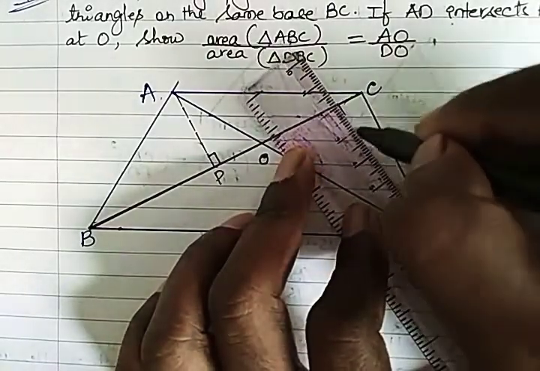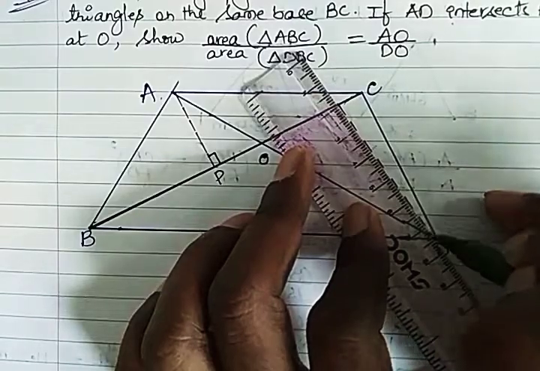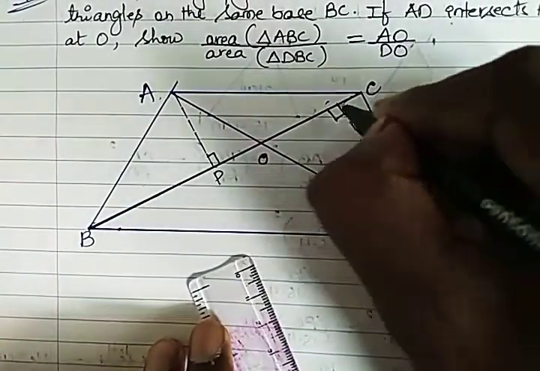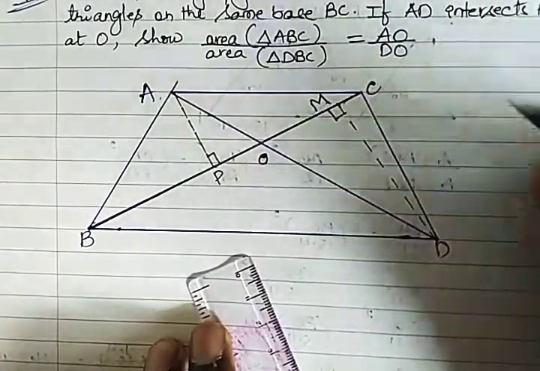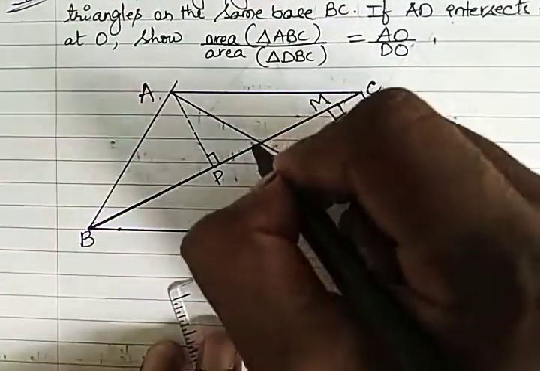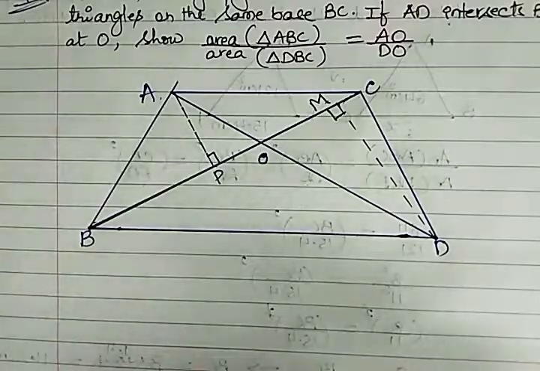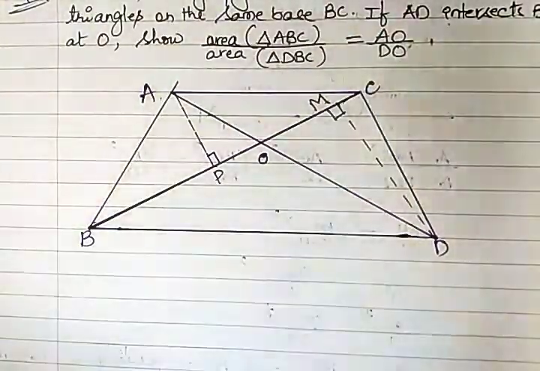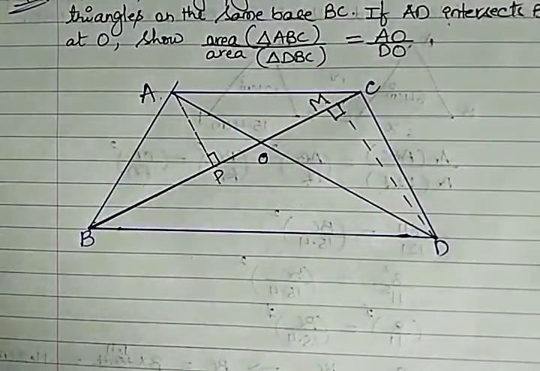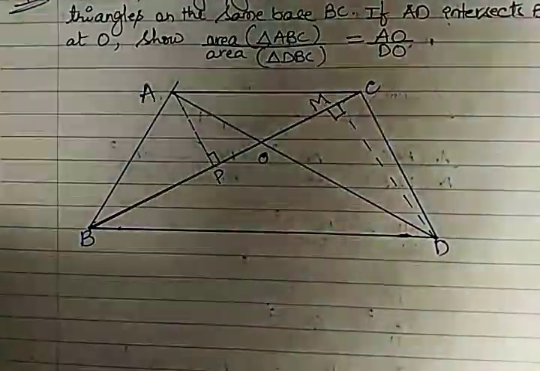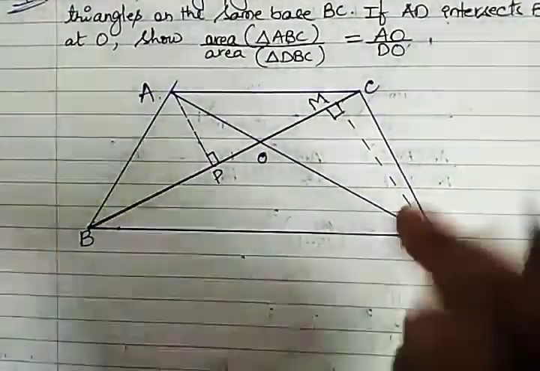Maybe like this. This is M. Okay, these are the two perpendiculars. And here, we are going to consider two triangles to show that they are similar. So what are the first two triangles? What have we done in this question?